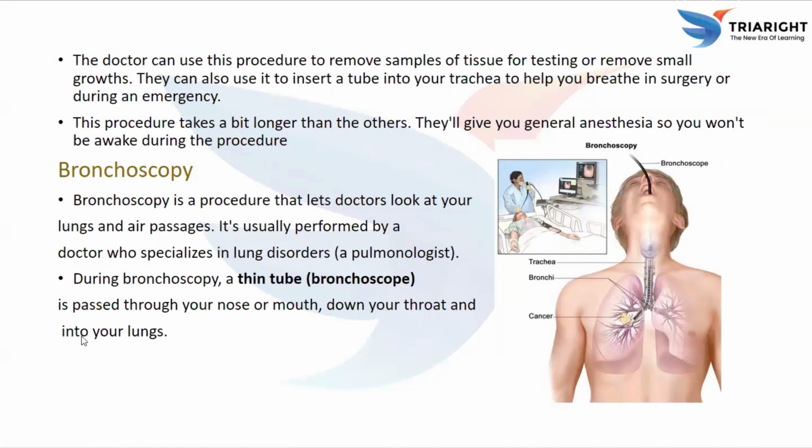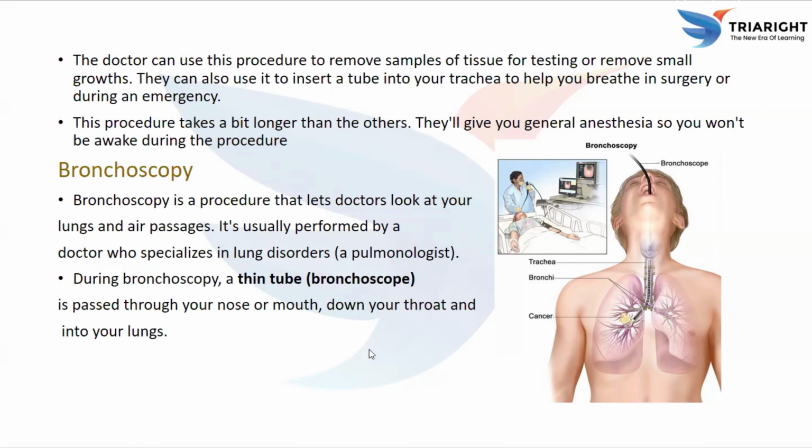And the next procedure is bronchoscopy. Bronchoscopy is a procedure that allows doctors to directly see the inside of the trachea and bronchi. It is most commonly performed by a pulmonologist, who is a lung specialist. The instrument used is a bronchoscope. It's a thin flexible tube with a light source, camera and a working channel for instruments. Some cases use a rigid bronchoscope, mainly for emergencies or foreign body removal.